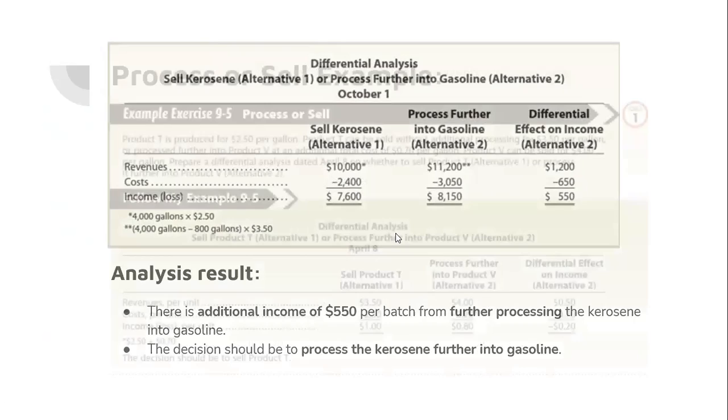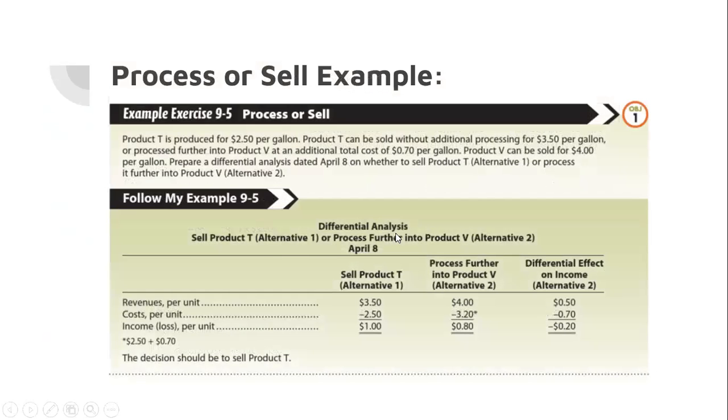Another example, product T is produced for $2.50 per gallon. Product T can be sold without additional processing for $3.50 or processed further into product B at an additional cost of $0.70 per gallon. Product B can be sold for $4 per gallon. To prepare differential analysis dated April 8.